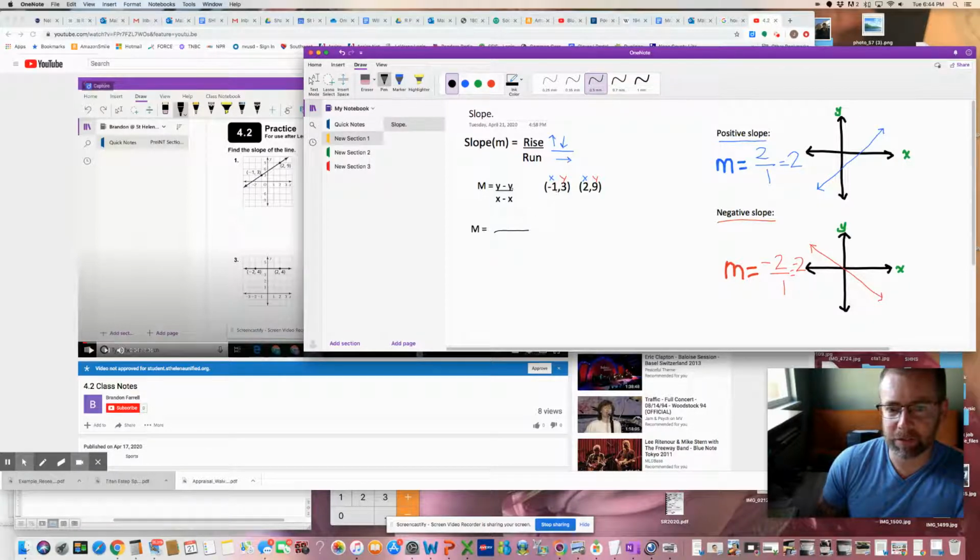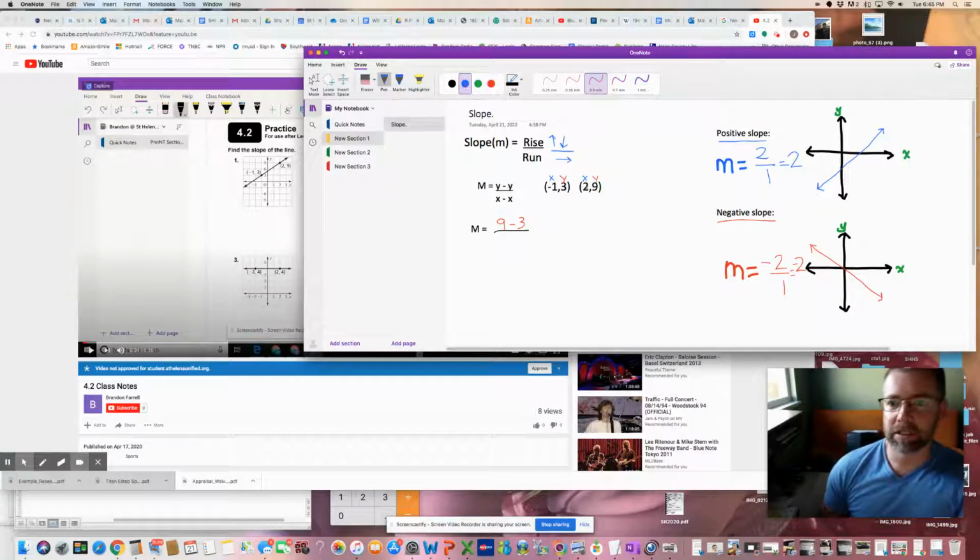Since I've got to put the y's on top, I'm going to use red here. I'm just going to pick this y value first. I'll put the 9 first. And the formula says to subtract, so I put the minus sign. And I have to put in the other y. The other y value is 3 right here, so I'm going to go ahead and put it right here. See this? Y, y, y, y.